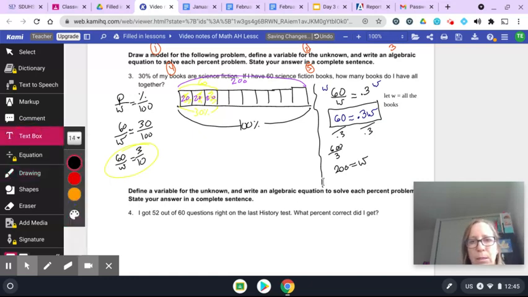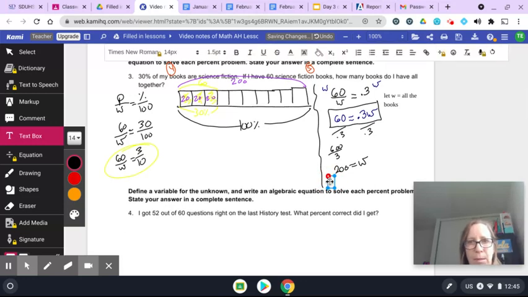So now I need to answer in a complete sentence. The question was, how many books do I have altogether? You have 200 total books.